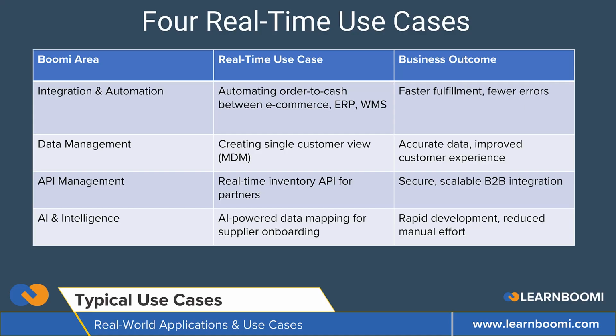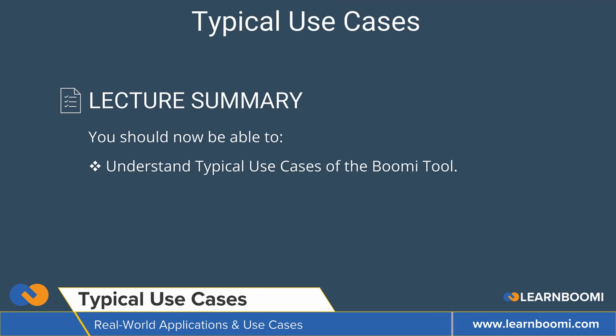Here is a summary table of the four real-time use cases mapped to Boomi's four core areas. The four areas we talked about are integration and automation, data management, API management, and AI and intelligence. We have also looked at the real-time use cases based on each of Boomi's areas and what the business outcome is. I hope you are now familiar with typical use cases using Boomi. That's the end of the session, so let's wrap it up. By now you should be able to explain typical use cases in the Boomi core areas in your own terms.